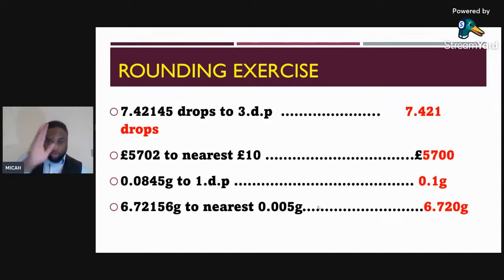What you need to do is just look at the one behind it. The one behind it is not up to 5, so you won't be able to round up. Just leave it as it is. Okay, so 7.421 is the correct answer.